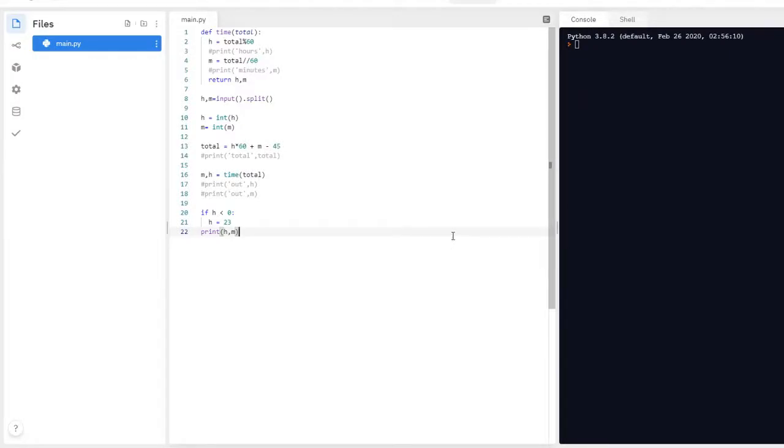Alright, so here I've gotten the code up, so I'll run through it. Here you take in input and then you parse it and you get the data types right. And then here you write up a total, which is just total minutes. So hours times 60, because there's 60 minutes in an hour, and then you plus the minutes, and then you minus 45, and that's going to be your total minutes when you take the alarm 45 minutes early.